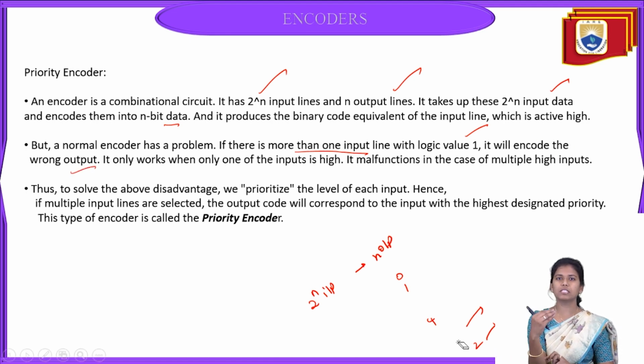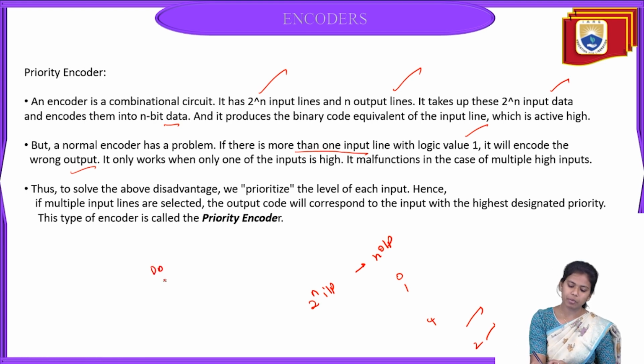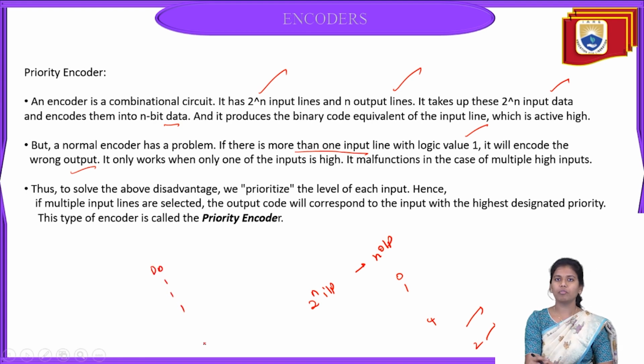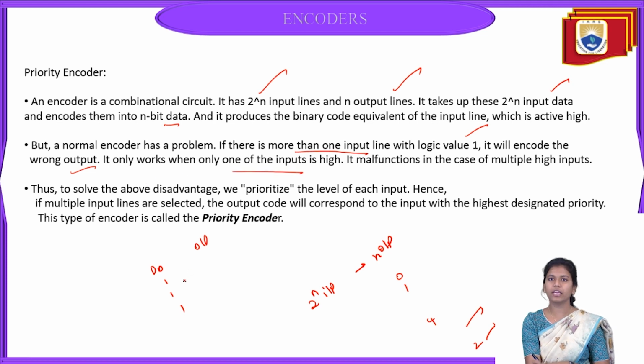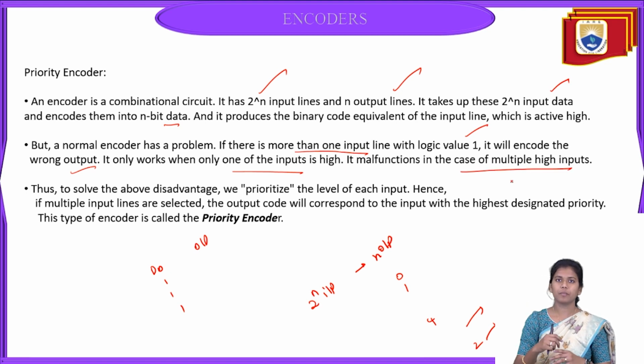Obviously, when my input is repeatedly 1, 1, 1, at the output I may get a wrong output. So it works only when one input is high, and it malfunctions in the case of multiple high inputs. It gives the exact output only when one input is high.